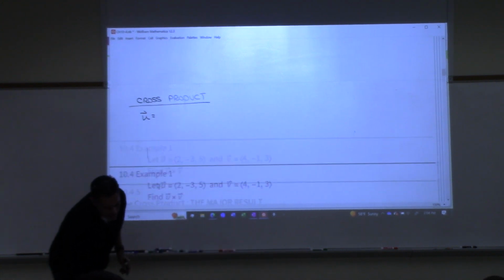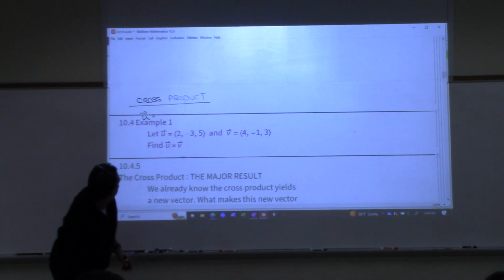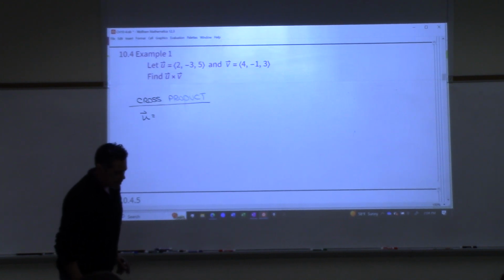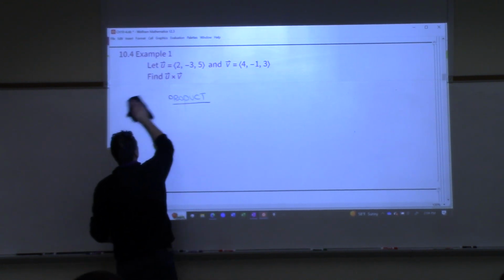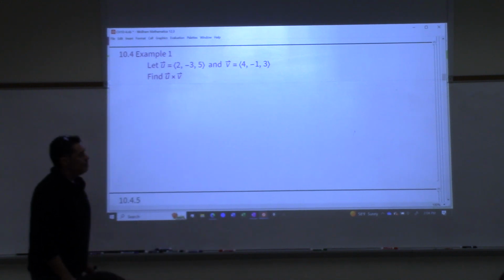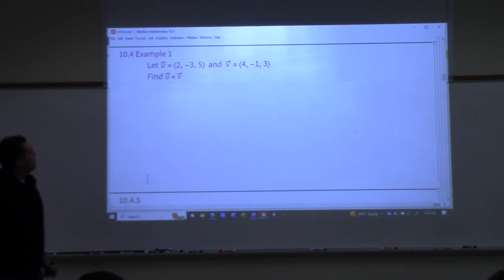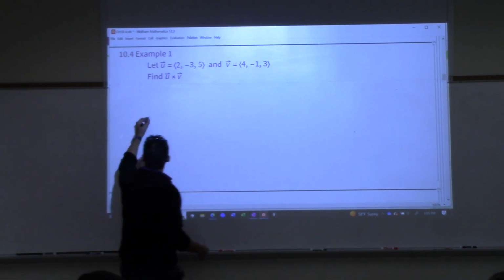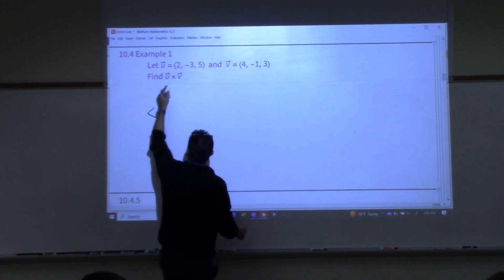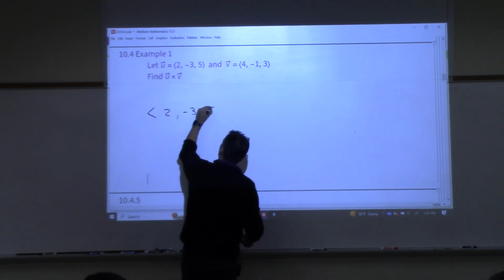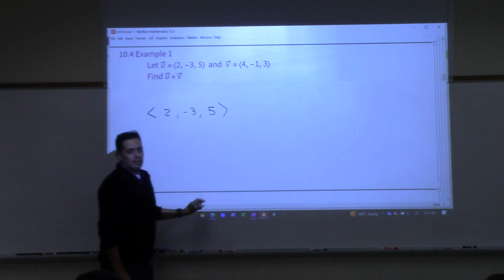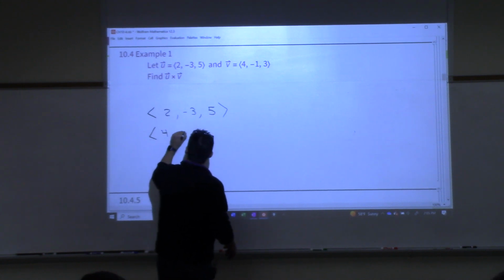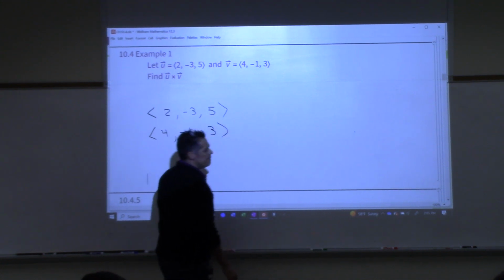I'm sure there's an example here in my notes. Yeah, there we go. Let's just do that one right there. So we're going to cross those two vectors. See them? U cross V. What I like to do first is write the u vector first: 2, -3, 5. Okay? And then directly below that, I write the other vector, 4, -1, 3. All right?